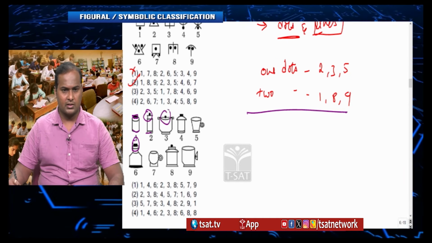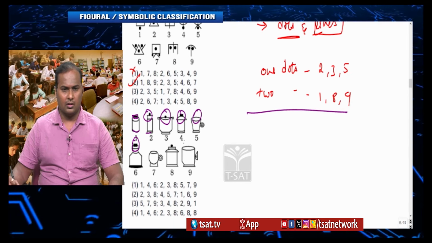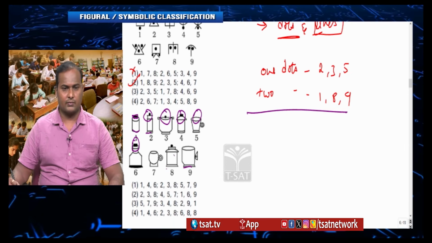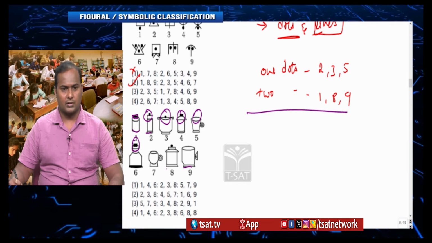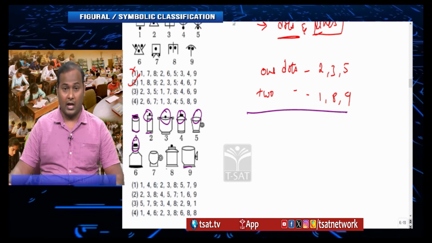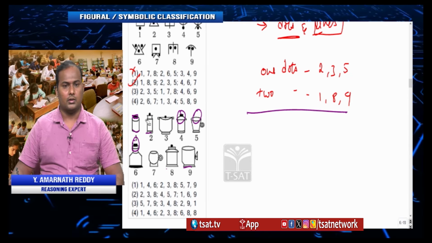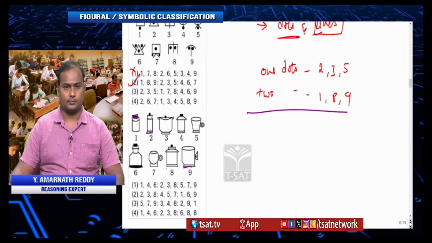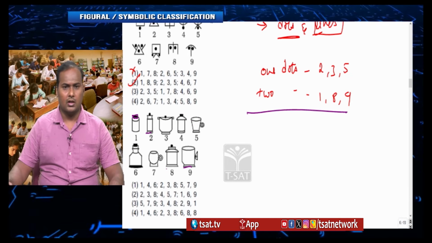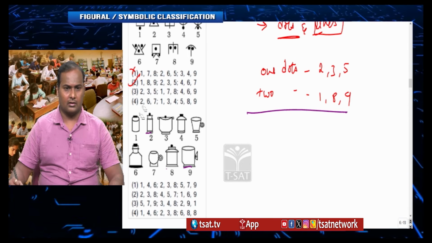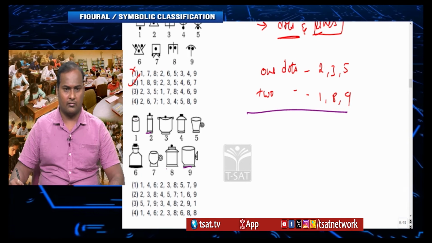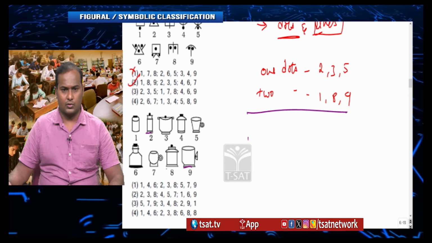So, in all the cases, we will consider what? Top portion and also the bottom portions as well. By considering the top portions and bottom portions, we have to group these particular figures. So, let us try to do that. In case of figure 1, I said that the lid or the top portion is in the form of a square. So, that is 1.